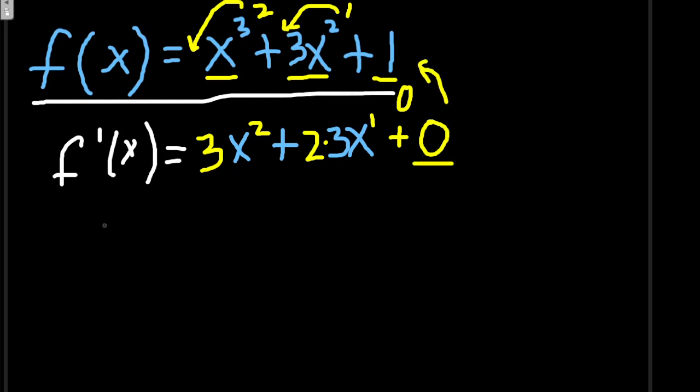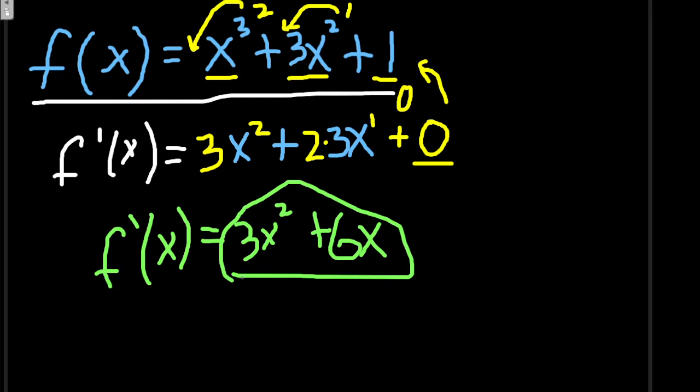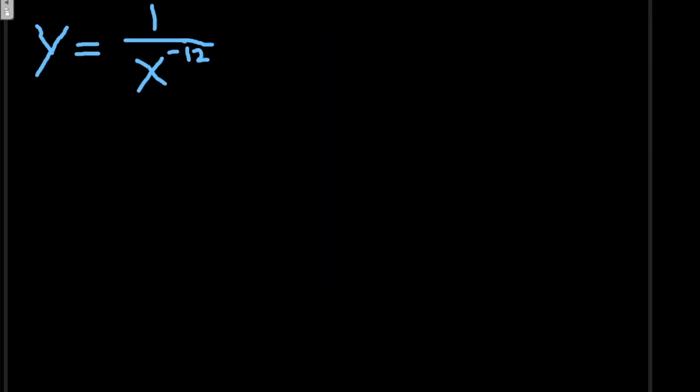Okay, so if you wanted to rewrite this, the answer would just be f prime of x, which is the derivative, is 3x squared plus 6x. And that's really all there is to it. Very straightforward, and yeah, that's it for this one. Just move on to the next one.